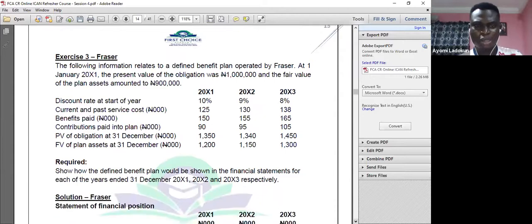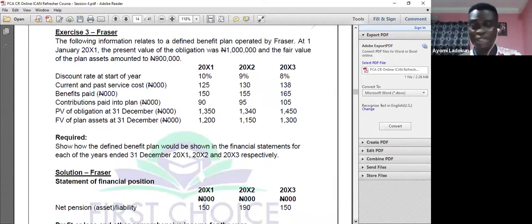Let's take a look at this question. It's quite straightforward, but I'll just guide you to do this. It said the following before I go to asset ceiling. So let me remind us what we did the last time. Obviously, most of us have not done revision.